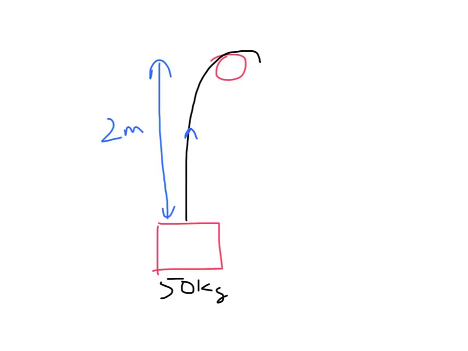Imagine all the work done by the pulley is going to lift the block, and so the block is going to gain potential energy. So let's work out the gain in potential energy of the block. Potential energy is mass times gravity times height. Let's say gravity is 10, to make it easy. 5 times 10 times 2. Okay, so we have 1,000 joules.